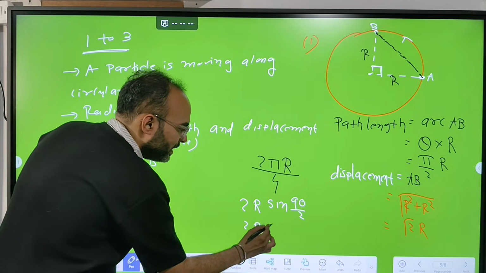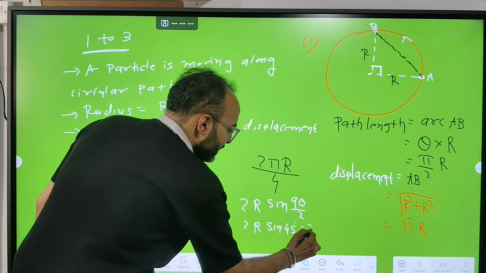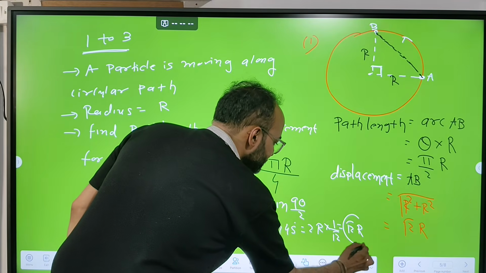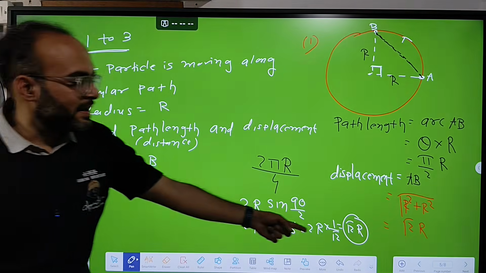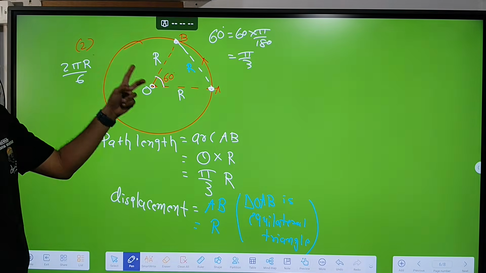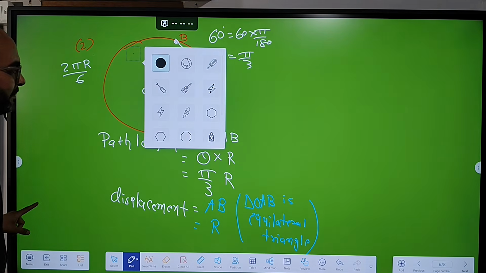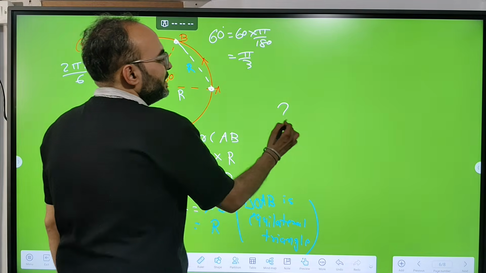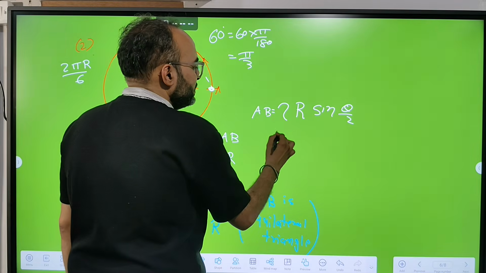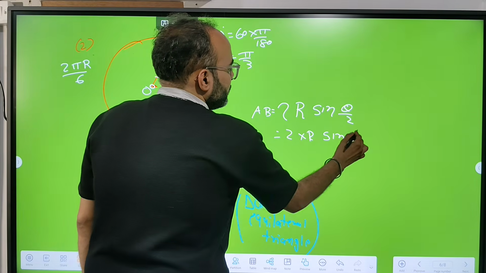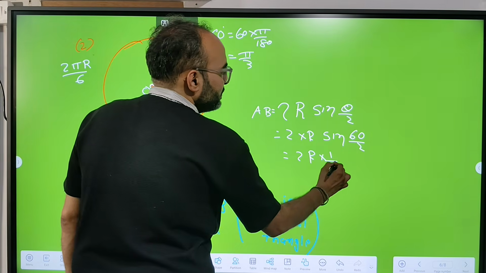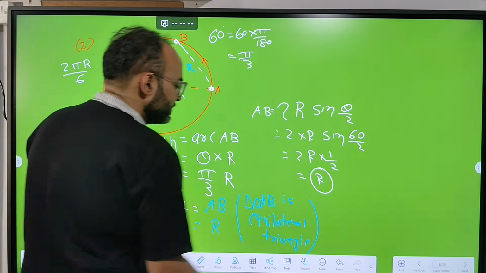See, we get the answer. 2r sine 45. What is sine 45? 1 by root 2. So what is the final answer? Root 2 r. See, we get the answer. Clear? Can we apply here? Yes, why not? Same, with two sides same, r and r. What is the angle between them? 60. So what is the third side? 2r sine theta by 2. We can apply this method here. What is theta? 60 by 2, so sine 30. What is sine 30? 1 by 2. So see, we get the answer.